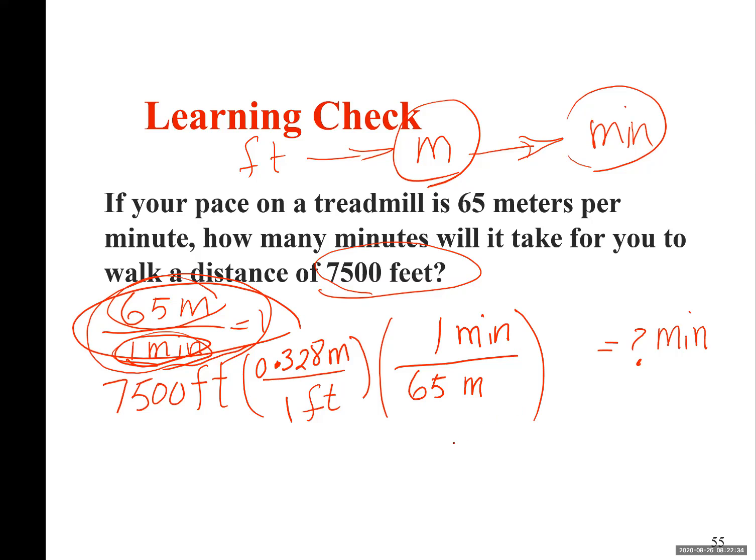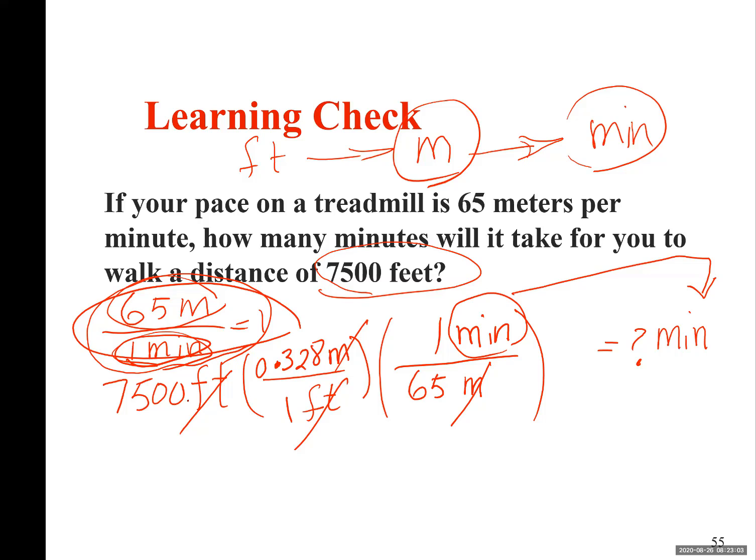Is this the right conversion factor? Before I do the calculation, I want to make sure the conversion factors end up with the right unit. Let's check that. Feet and feet can be canceled. Meters and meter can cancel each other. I'm left with minute, and minute is the unit that the problem is asking. That means my conversion factors are correct.